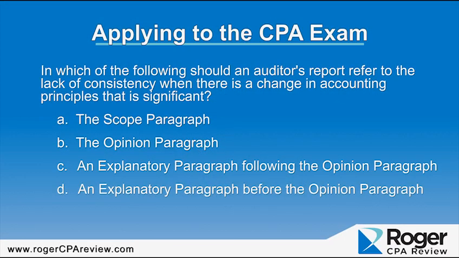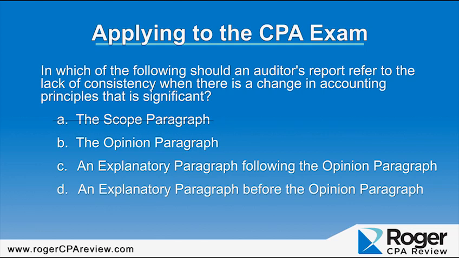The question says, in which of the following should an auditor's report refer to the lack of consistency when there is a change in accounting principles that is significant? And here are the choices. First, the scope paragraph. A change in accounting principles that affects consistency does not in any way affect the scope of an audit, so it would not appear in the scope paragraph.